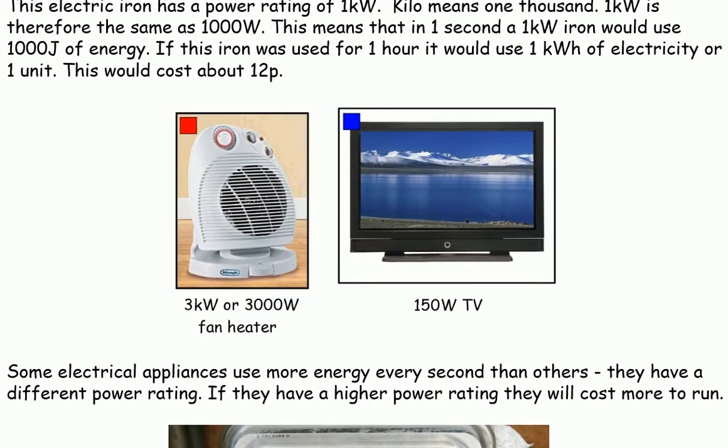Some electrical appliances use more energy every second than others. They have a different power rating. If they have a higher power rating, they will cost more to run.